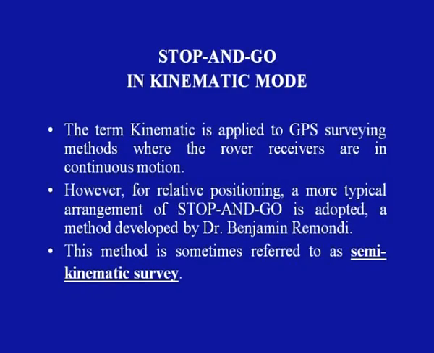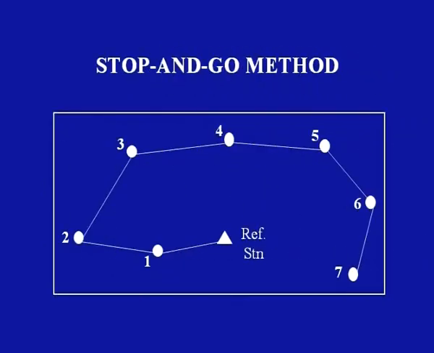The next method is stop and go kinematic mode. The term kinematic is applied to GPS surveying methods where the rover receivers are in continuous motion. However, for relative positioning, a more typical arrangement of stop and go is adopted, a method developed by Dr. Benjamin Raimondi. This method is sometimes referred to as a semi-kinematic survey.